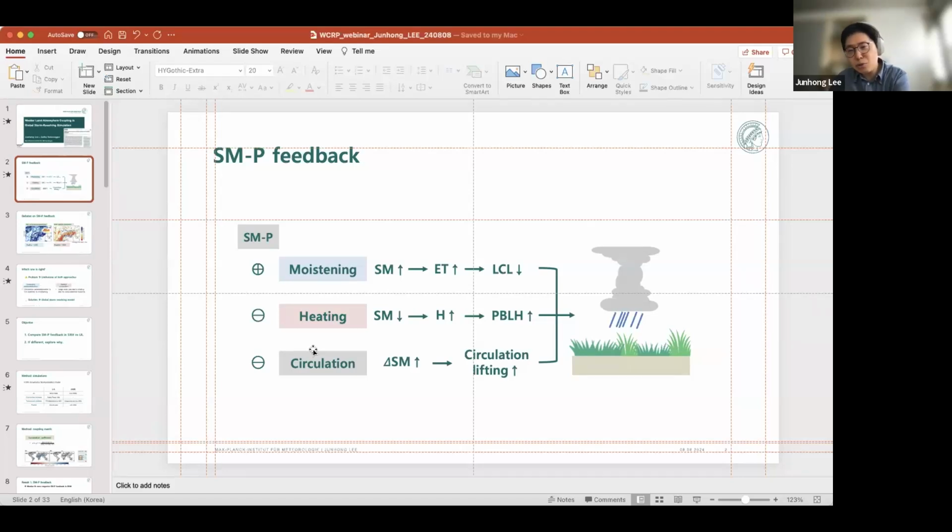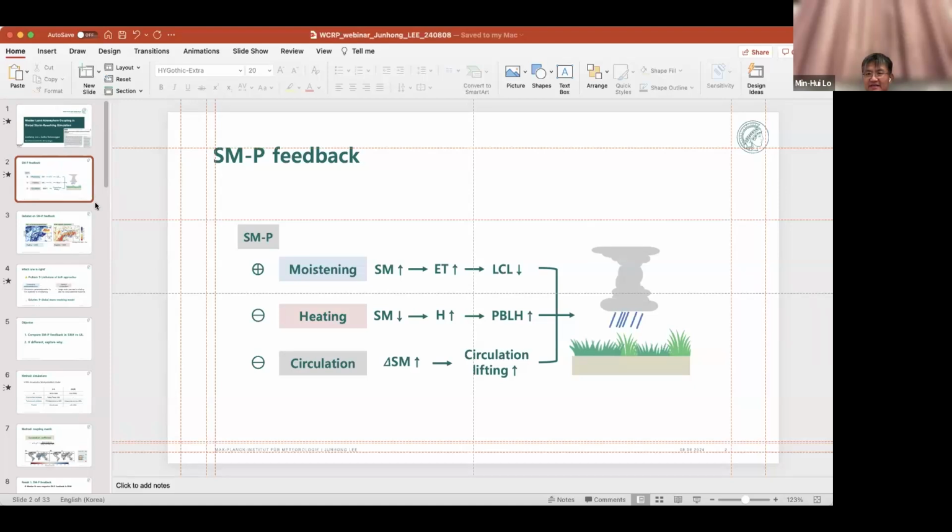So that links to my second topic. What is the ratio between them? How much is happening from heating or circulation or moisture? That is my next question. Okay, so you will try to quantify. Yes, basically. Okay, the magnitude.